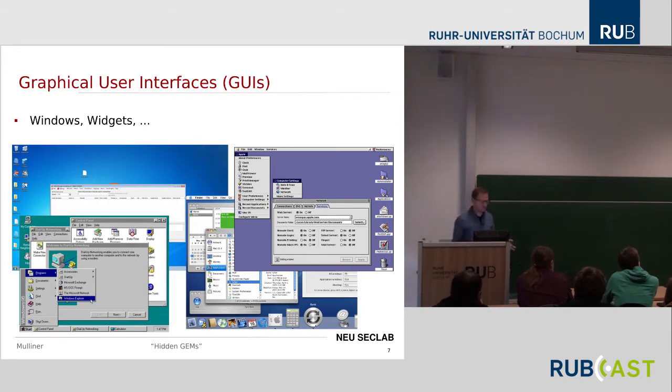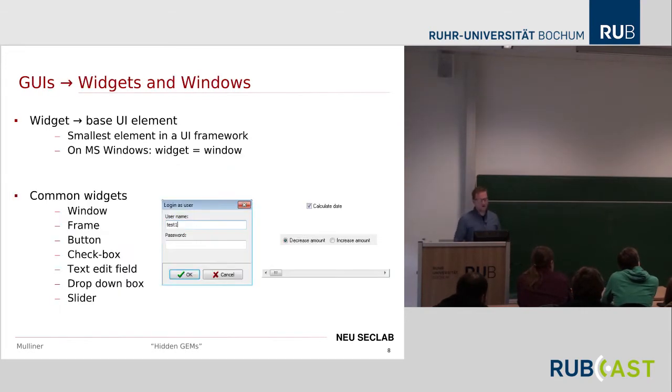Basically, in a UI you have a bunch of windows and widgets. Normally the widget is the base element, the smallest element in a UI framework. On Microsoft Windows, a widget is basically called a window. Really surprising, I guess. That's the smallest form, and you have common widgets which everybody knows, like a window or just a frame, a button, checkboxes, sliders, all those different things. With all of those widgets, you compose your windows and your application.